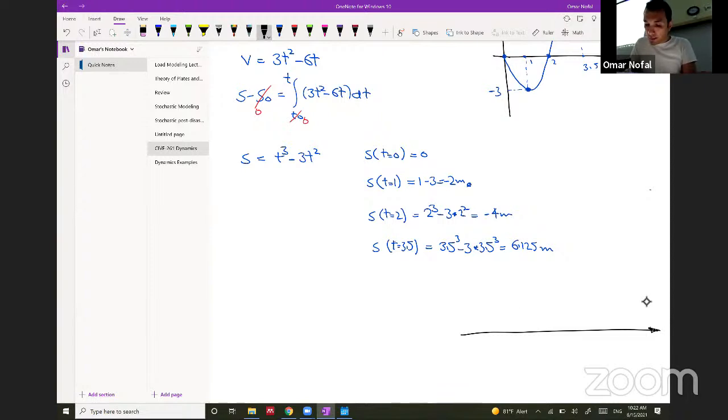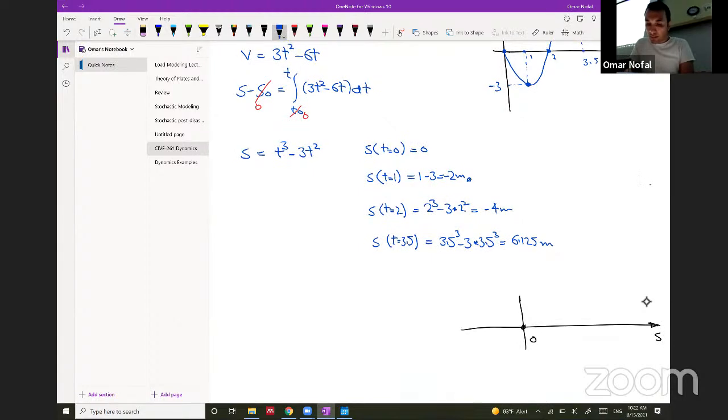And here, let's say that this is S and this is the origin O. Let's see how this will look. So at t equals 0 the particle was here, and then it made -2 at t equals 1 second, and then -4. So here it goes, -4 at t equals 2 seconds, and then it came here at t equals 3.5 seconds and made a distance.